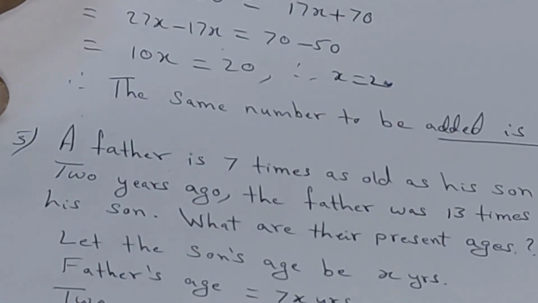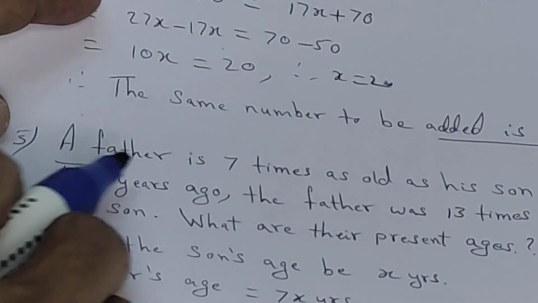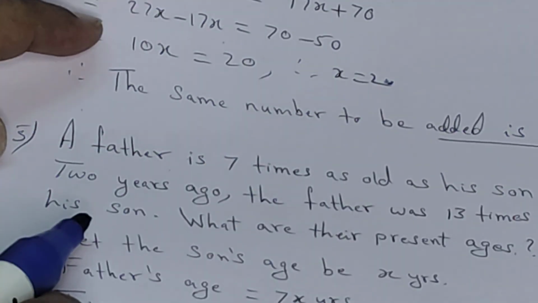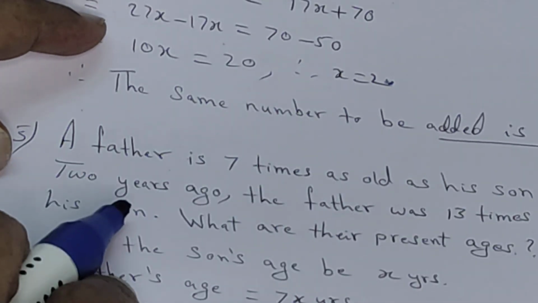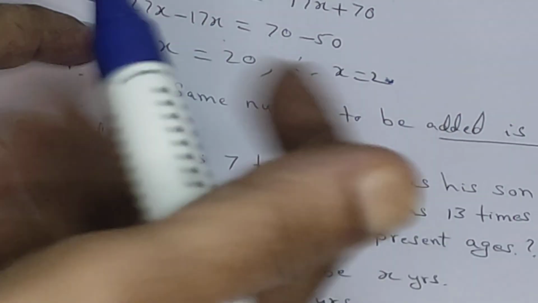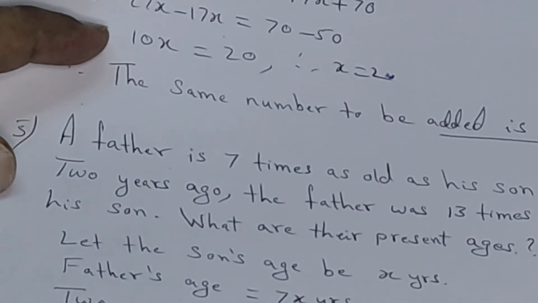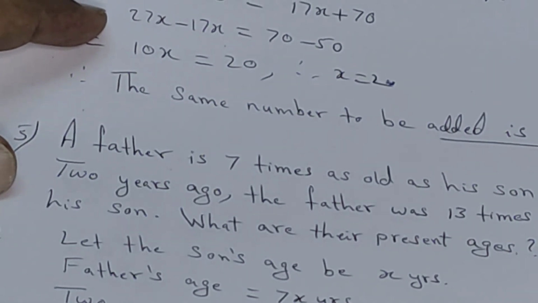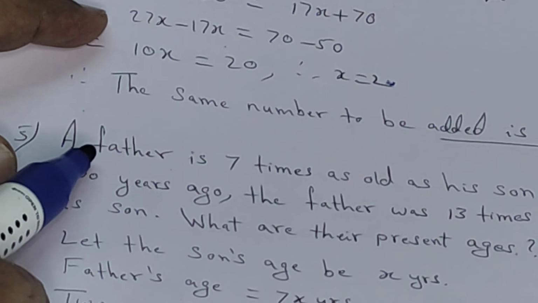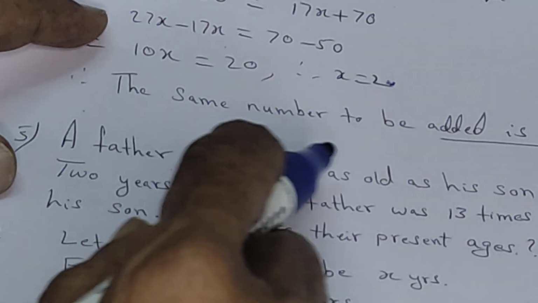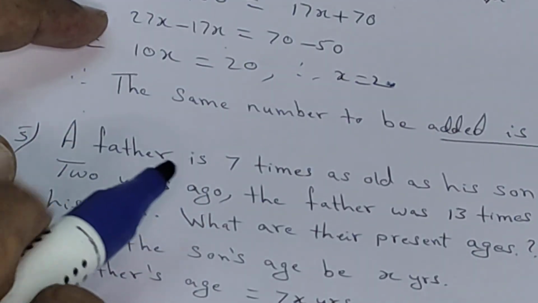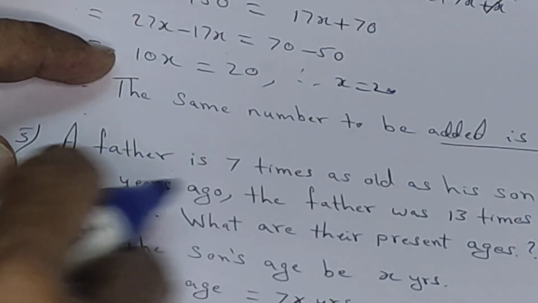Okay, next sum. A father is 7 times as old as his son. 2 years ago, the father was 13 times as old as his son. What are their present ages? Now, such problems are very common. They are commonly asked. So, he's given you the age of the father, saying that it is 7 times as old as his son. And he has given the ages 2 years ago, the son's age and the father's age. He's asking you to find their present ages.